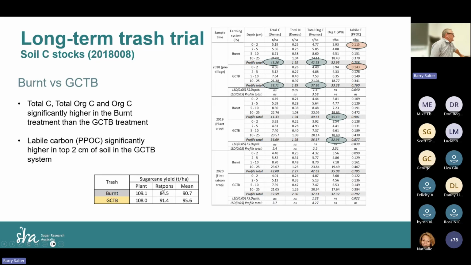What we do see is that trash blanketing increases cane yields at this site, and particularly in the ratoons. So this is the data from the last 3 crop cycles. You can see the trash blanket system averaging 91 odd tonnes per hectare in ratoons compared to 84 in the burnt system. And we think and we're pretty sure that's because of the moisture retention capacity of trash as a mulch on the soil surface. There was no difference in plant cane crops. And I guess it's not surprising given that there isn't actually a trash blanket in plant cane crops, and so you don't get that moisture retention property.